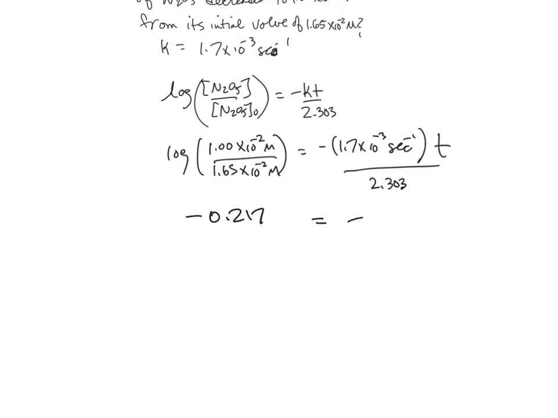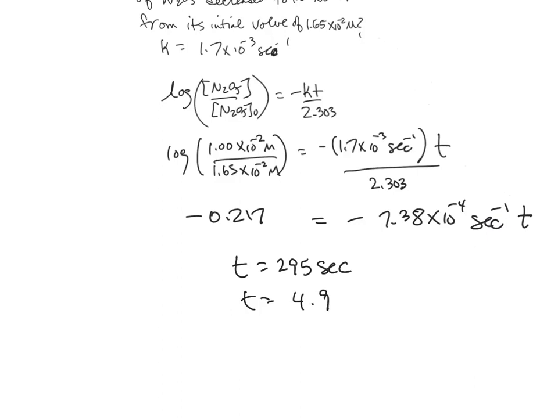And then negative 7.38 times 10 to the minus 4 seconds to the minus 1 times t. Solve for t, you have 295 seconds. And you could convert that to minutes if you wanted to, but you don't have to. 4.90 minutes. Like that. All right, so that is the first example.